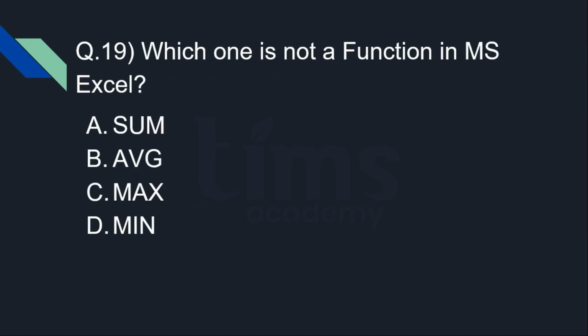Question number 19. Which one is not a function in MS Excel? Option A, sum; option B, AVG; option C, max; option D, min. The answer is option B, AVG.